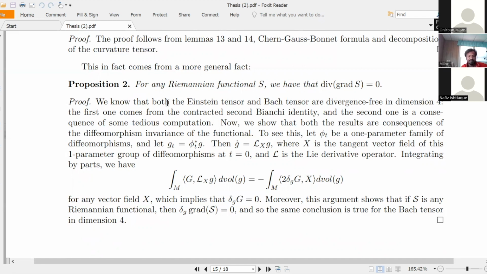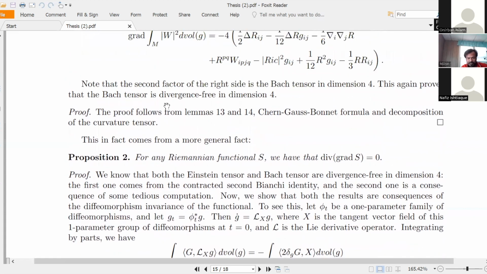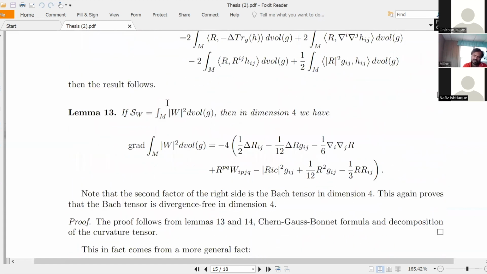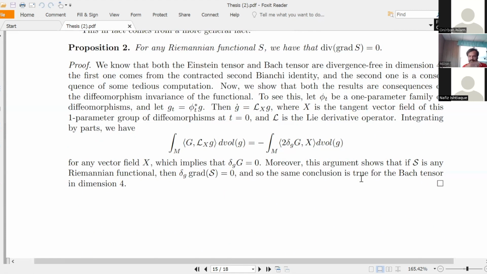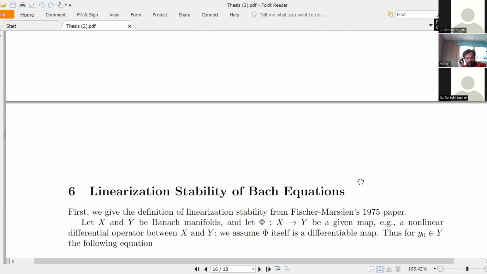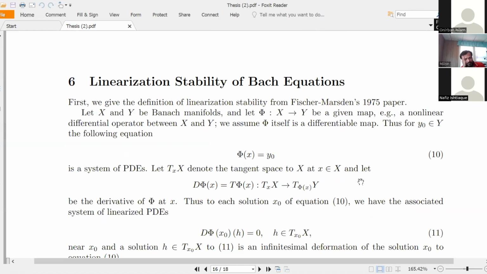He proved that if you have anything variational, and you define the gradient, then I don't know how to write it correctly, but if you have anything variational, that guy has to be divergence free. It doesn't matter whether that guy is Einstein or Bach, whatever. And this comes from a purely differential geometric viewpoint. The main idea is you just use diffeomorphism invariance. That was the basic result, baby lemma.